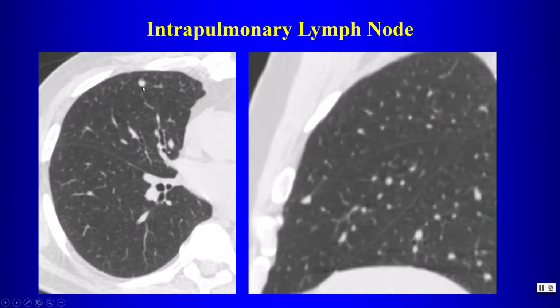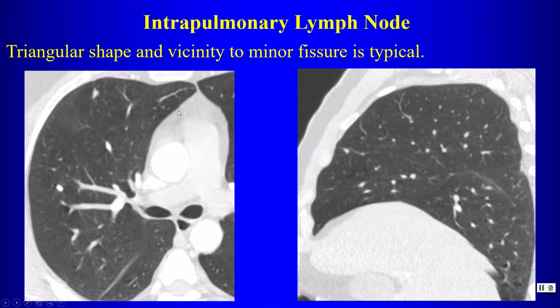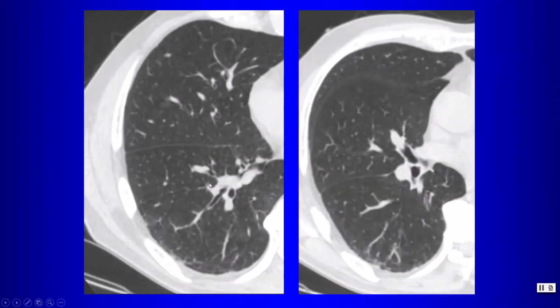Another example, this one here is right along the minor fissure, which you can see on the sagittal reconstruction. Here's the minor fissure, here's the major fissure. So this represents a benign intrapulmonary lymph node, and you can appreciate the triangular shape better on the sagittal reconstruction. Here's a patient who has a calcified granuloma, and again, this triangular nodule here right along the minor fissure. Another example of an intrapulmonary lymph node giving us this perifissural nodule.